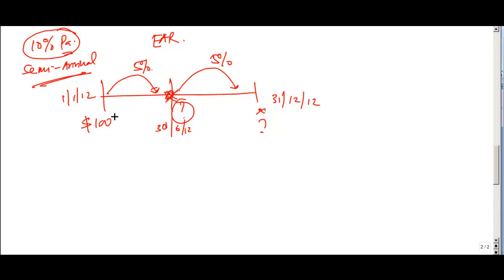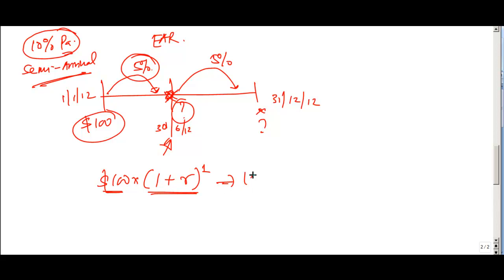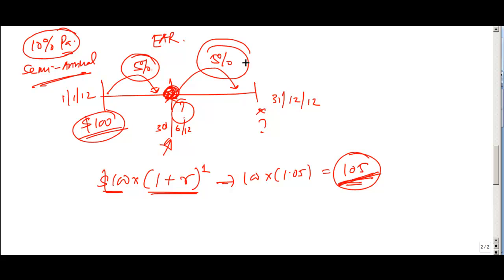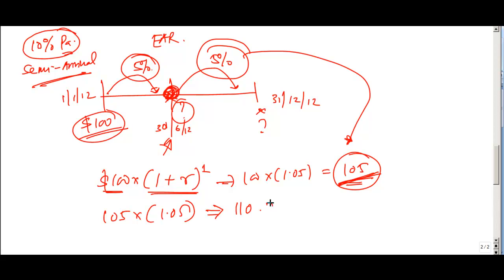Okay, so if you see 100 is getting compounded at 5%, so the value here will be $100 into 1 plus R, to the power 1, because you know this is your compounding concept. So it is 100 into 1.05, which is 105. So this is the value that you have over here. Okay, and then 105 again. Please note that now over here the actual investment is 105, not 100. Okay, so this 5% would be computed on this 105. So what you have is 105 into 1.05, that would become 110.25.